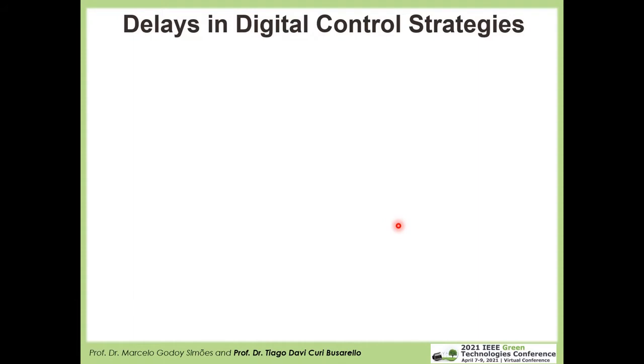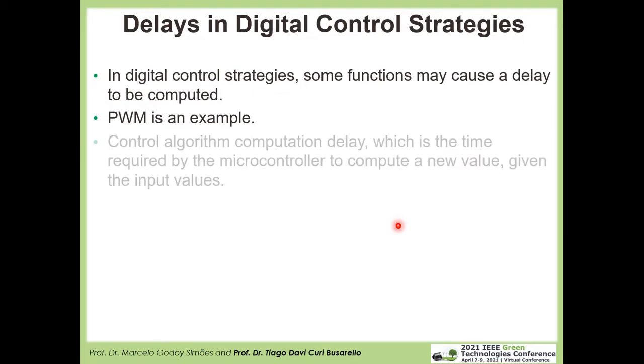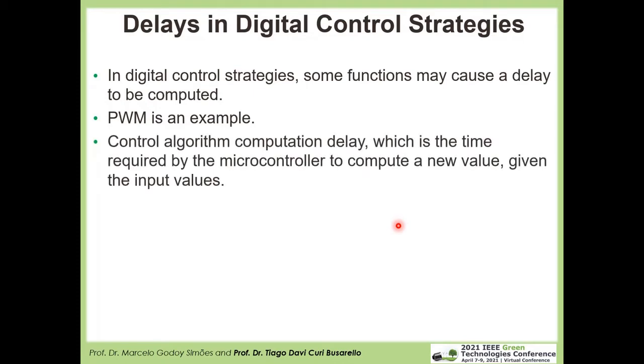Delays in digital control strategies. In digital control strategies, some functions may cause a delay to be computed. The PWM is an example. Suppose that you have a new reference value, then you need to compute the output signal of the PWM. This computation takes some time. Another source of time delay is the control algorithm computational time, which is the time required by the microcontroller to compute a new value given the input values.